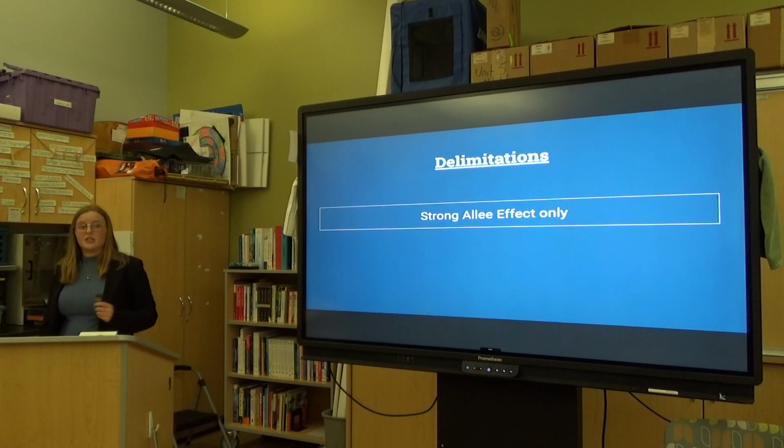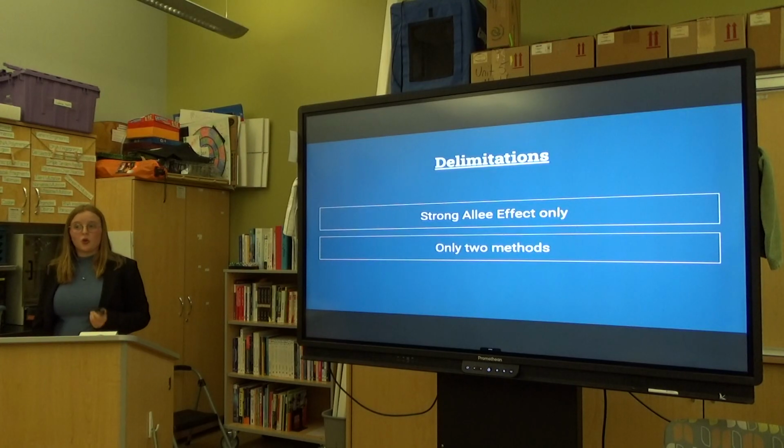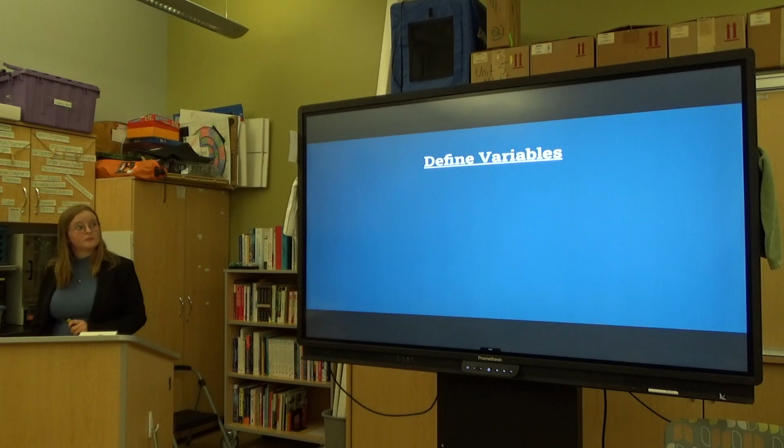Then you have my delimitations. First off, I am only focusing on strong Allee effects, as weak Allee effects would require partial differential equations. Additionally, I'm only focusing on the two methods, as I left out formal power series of Poincare.